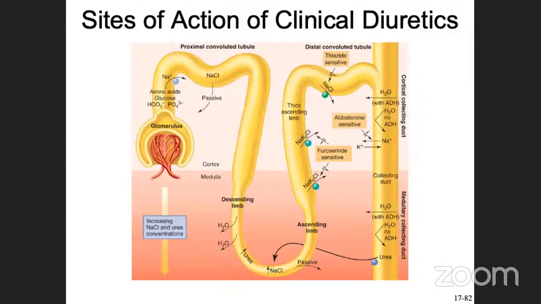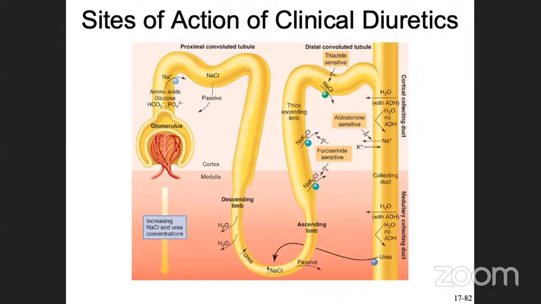Most of the loop diuretics are used to treat heart failure. For example, you have torsemide and furosemide. Furosemide, I think, is the most common. You can see in this picture, at the thick ascending limb, the furosemide sensitive area. So that's where the furosemide will act. In the clinic, I think you came across another brand name. We call it Lasix. Lasix is a type of furosemide, considered under the loop diuretics.